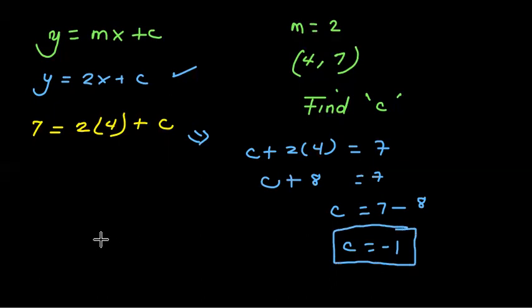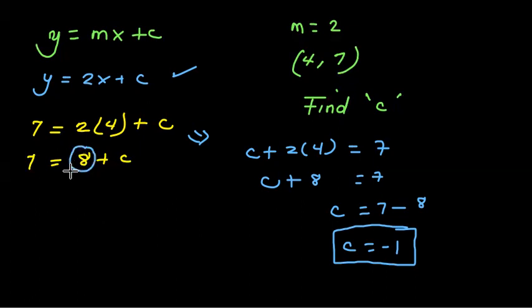C is equal to minus 1, right? If we did it over here, we will do the same thing. So this is still 7, and this is 8 plus C. But I want C on a side by itself, so I'm going to have to transpose this 8.